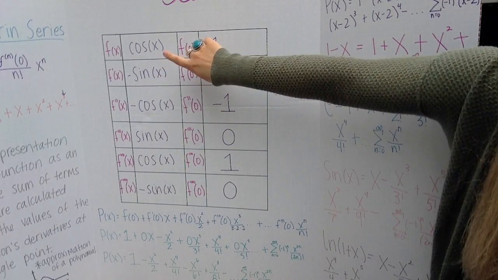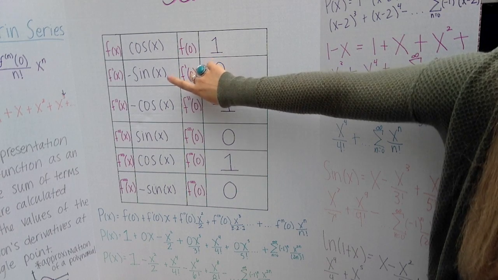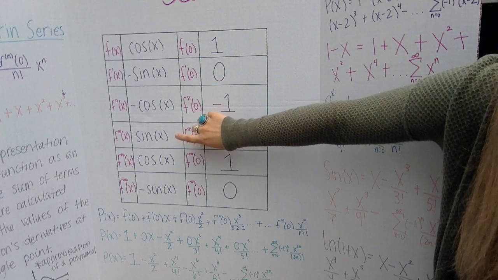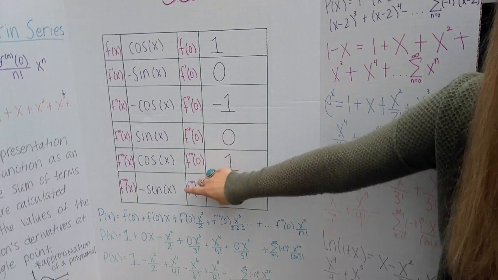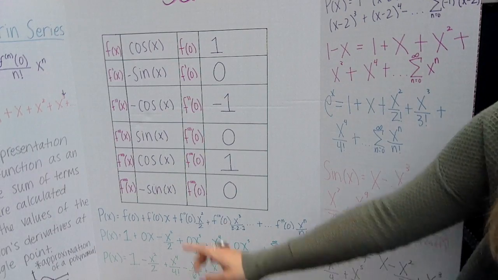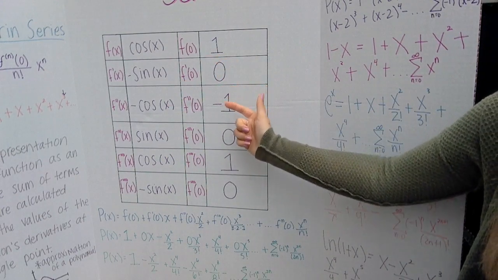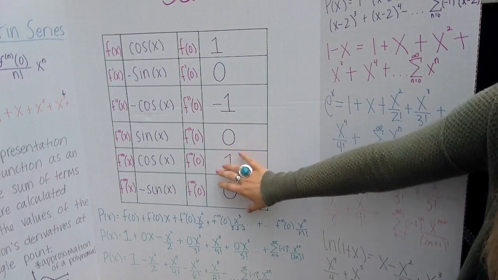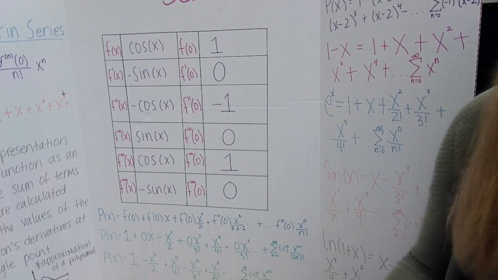So we start with cosine of x. The first derivative is minus sine of x. Second derivative is minus cosine of x. Third derivative, sine of x. Fourth derivative, cosine of x. Fifth derivative, minus sine of x. And once you have those, you're going to then plug in 0 for every derivative. And these will end up being the coefficients for every term in your polynomial.